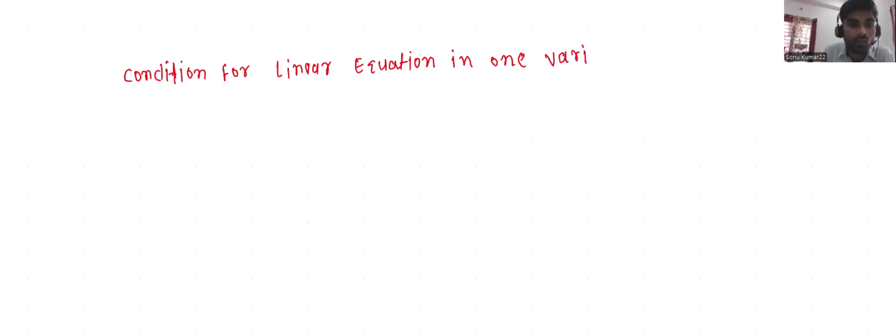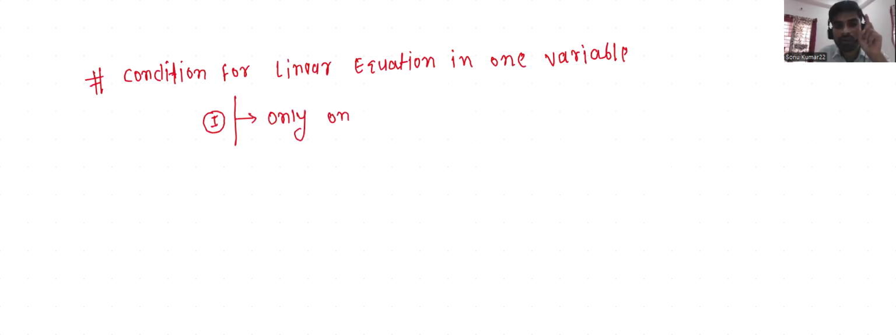Okay, what are the conditions? There are three conditions. This is condition number one. What is condition number one? An equation consists of only one variable. Only one variable. This is the first condition.